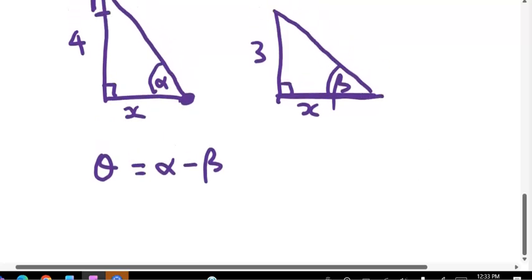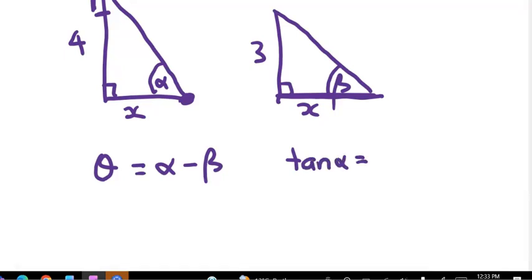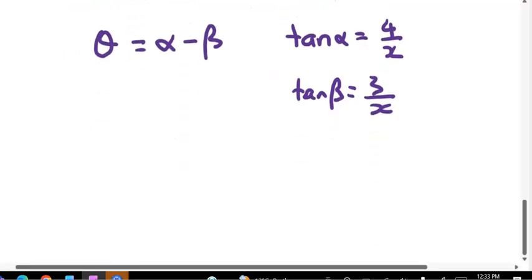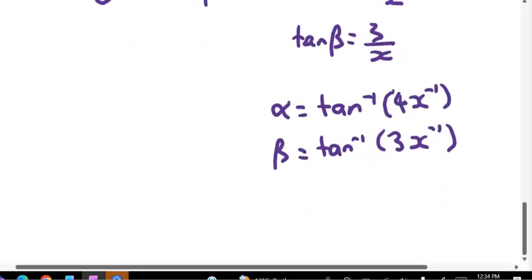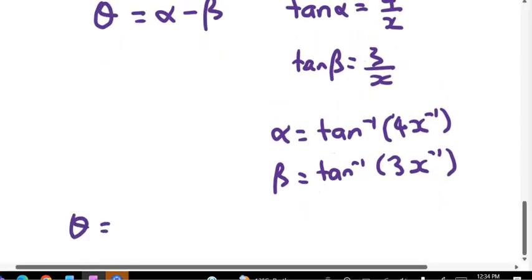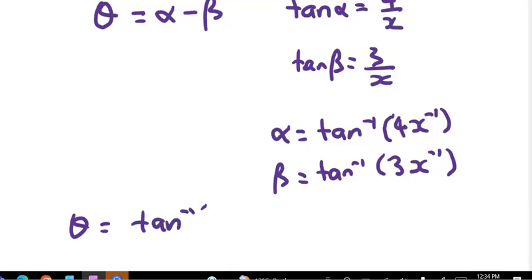Now we can write down some basic facts about alpha and beta. Tan of alpha is equal to opposite over adjacent, 4 over x, and tan of beta is equal to 3 over x. Sorry about the background noise, it's the last day of school and there are lots of noisy year 9s and 10s outside. That means alpha is equal to tan inverse of 4 over x, which I'll write as 4x to the negative 1. Beta is equal to tan inverse of 3x to the negative 1. That gives me a nice expression that links directly to my hint: theta is equal to the angle whose tan is 4x to the negative 1, minus the smaller one.